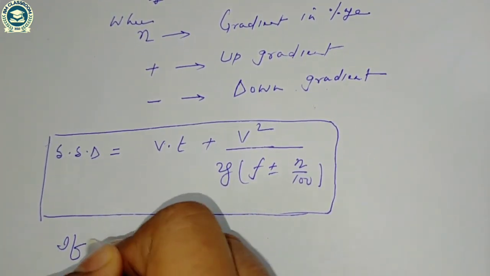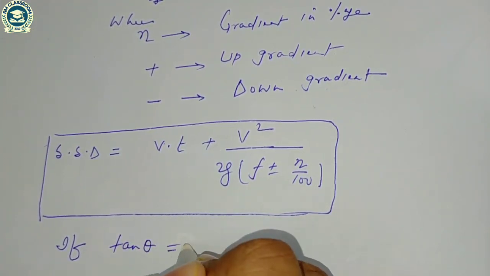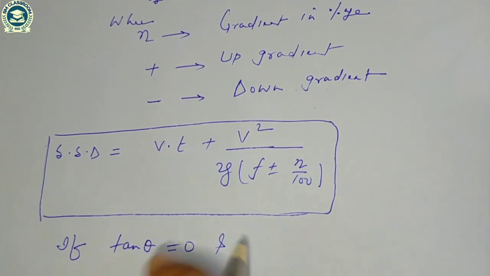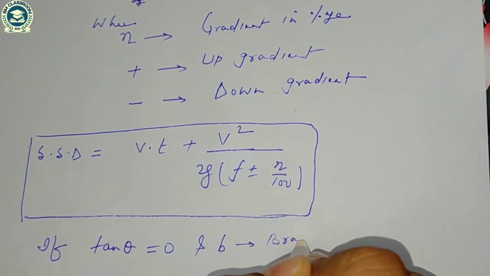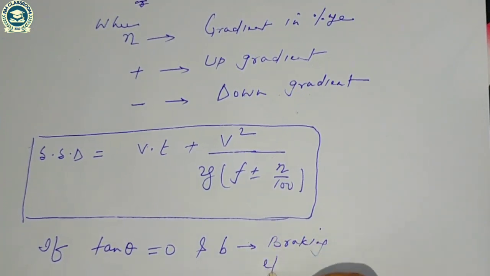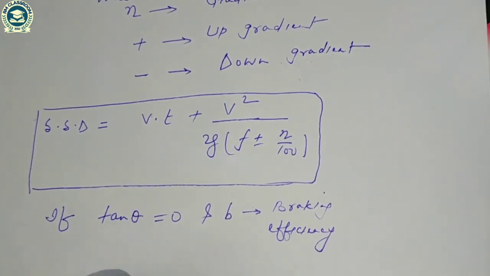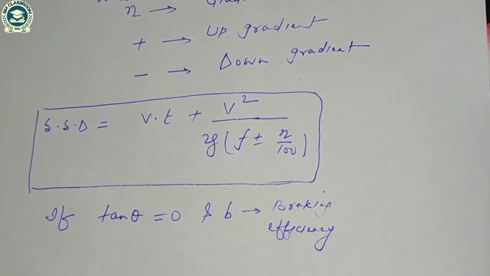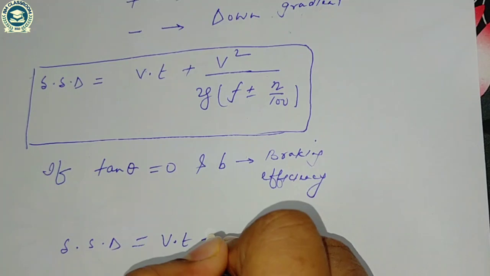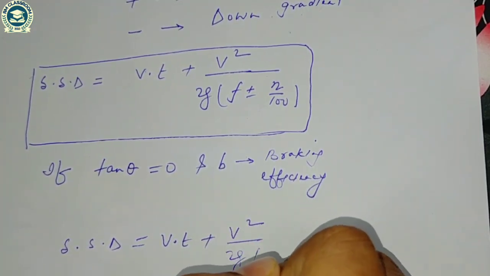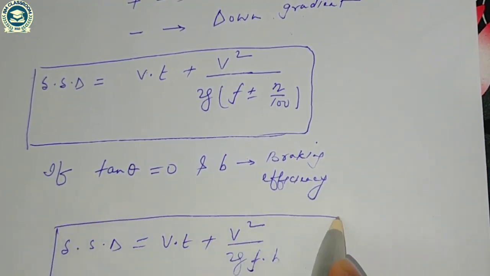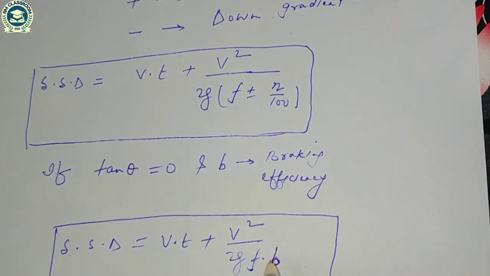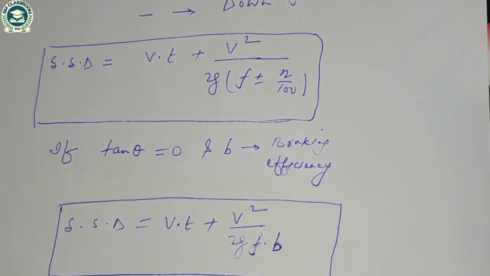If tan theta is equal to 0, and let B be the braking efficiency. So B is the braking efficiency, so stopping sight distance can be written as V into T plus V square by 2G into F into B, because tan theta is 0, where B is the braking efficiency.